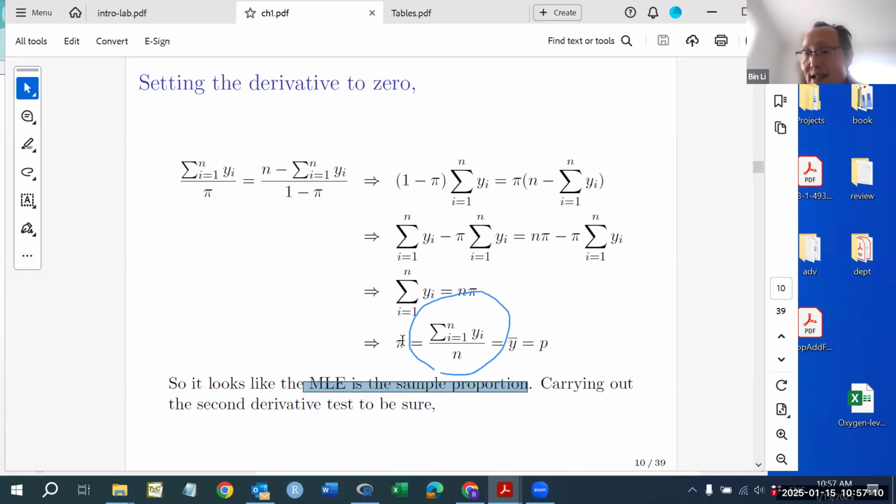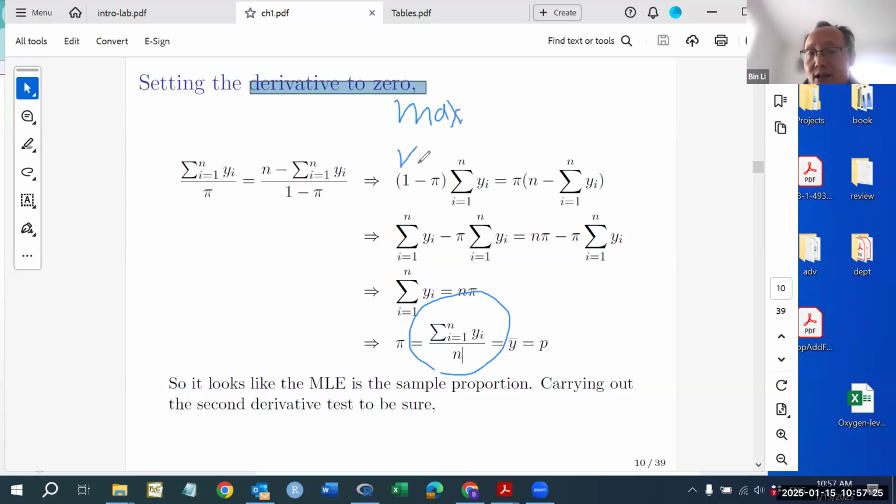Okay, but we missed one step. Okay, we have to be rigorous, right? So for setting the derivative to be 0, it has 2 possibilities. One possibility is the maximum. Okay, so that's what we want.